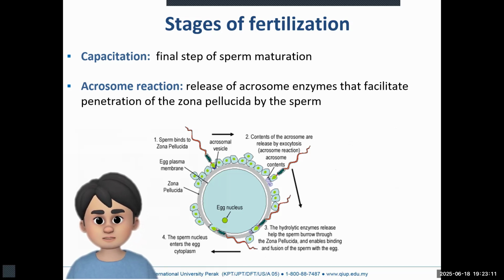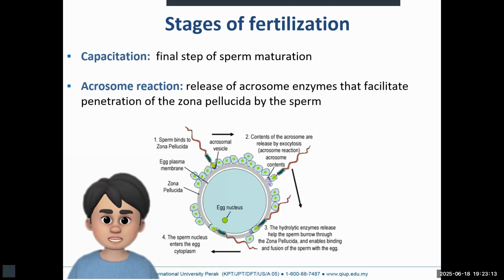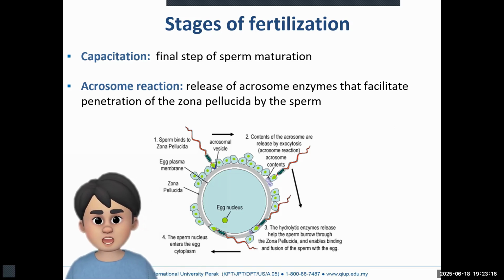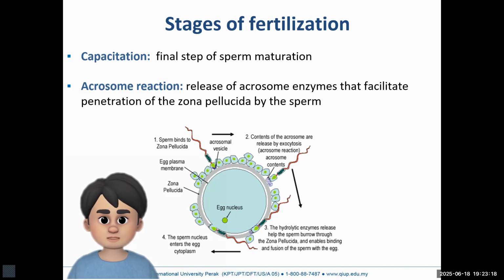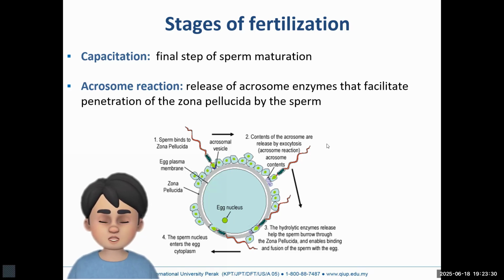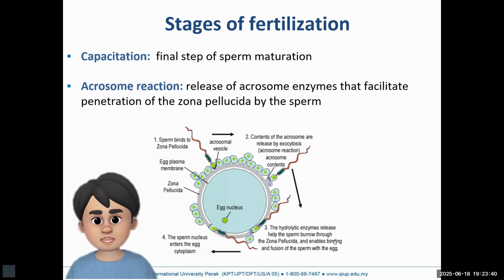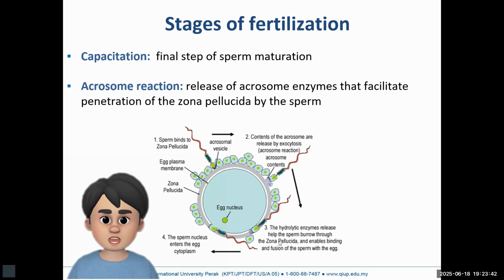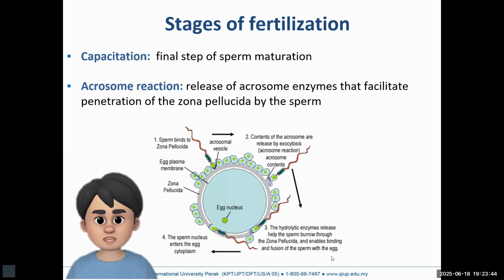Acrosome reaction. This releases acrosomal enzymes that facilitate penetration of the zona pellucida by the sperm. Right, so again the steps are important. Step 1: the sperm binds the zona pellucida, and the acrosomal vesicle releases the contents of the acrosome by exocytosis. This is the acrosomal reaction. Then the hydrolytic enzymes released help the sperm burrow through the zona pellucida and enable binding and fusion of the sperm with the egg.